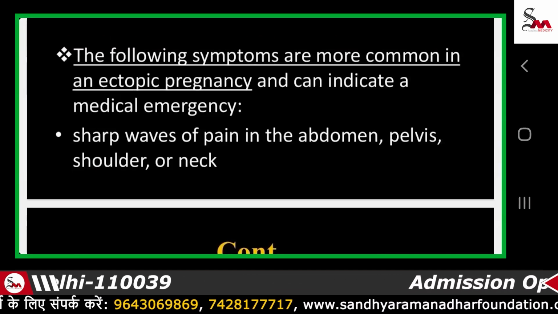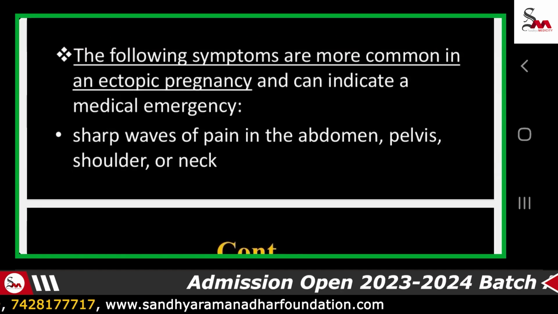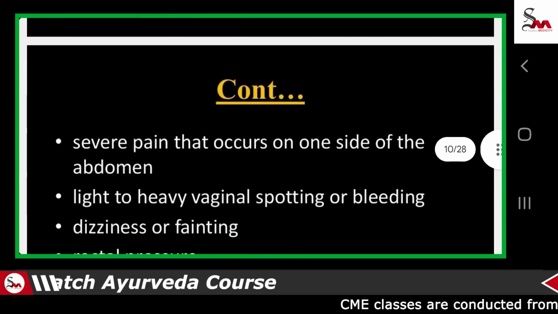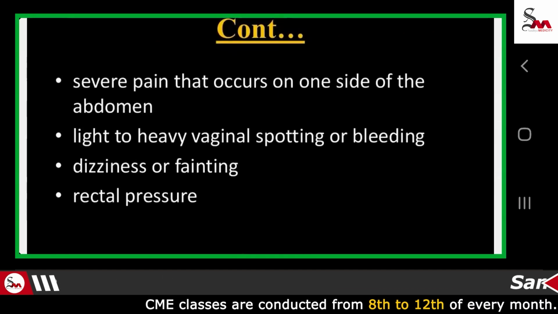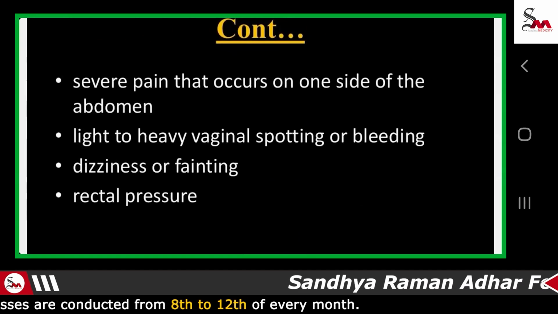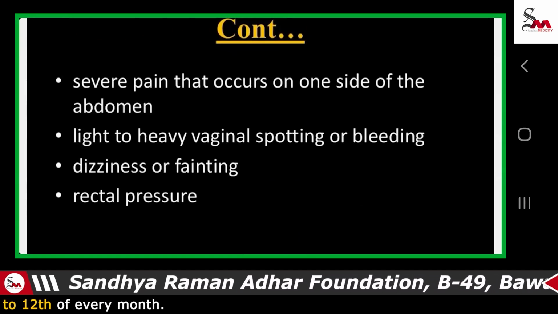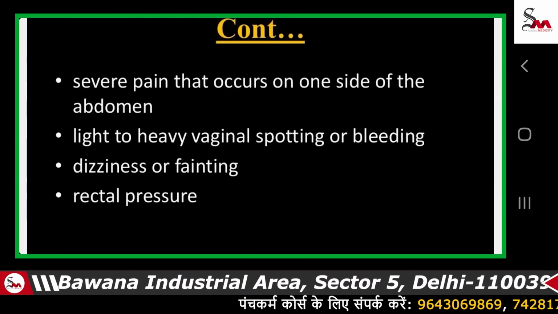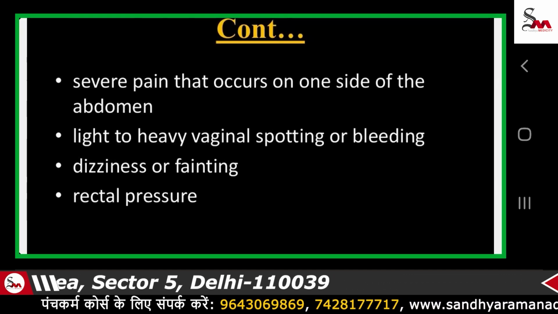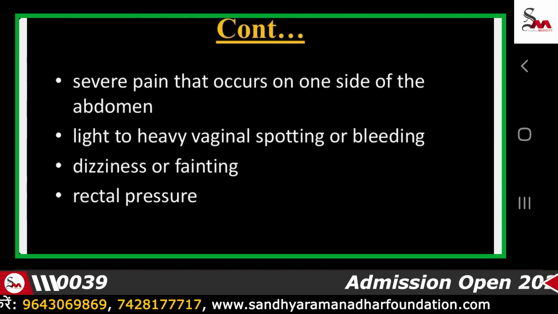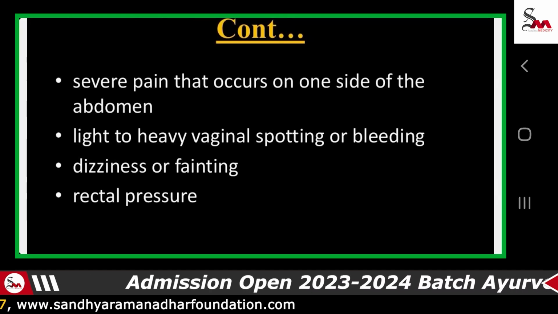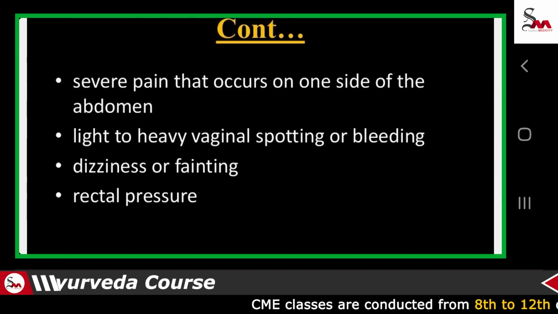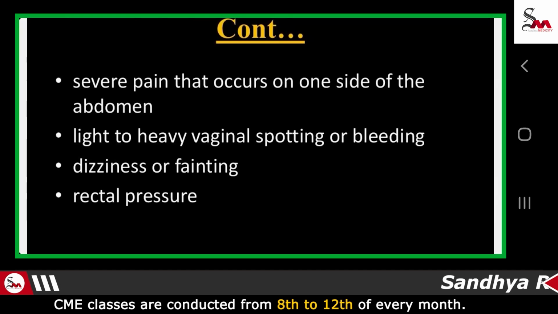If a female with pregnancy has pain in the pelvic area, there may be other abnormalities also, and one of the possibilities can be ectopic pregnancy. And a severe pain that occurs on one side of the abdomen indicates more about ectopic pregnancy. That area of the abdomen might be the area of the ectopic pregnancy. So severe pain on one side of the abdomen, light to heavy vaginal spotting or bleeding. Nature made our body in such a way that if there is any abnormality, it gives signals that something is abnormal.